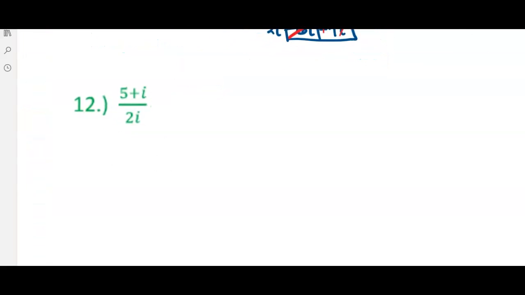In the next example, we don't need a conjugate because we don't have a complex number in the denominator. We have a pure imaginary number in the denominator. So the only thing I need to do to get rid of the i is to multiply by i over itself. In the numerator, we can distribute, and we get 5i plus i squared. And in the denominator, we get 2i squared.